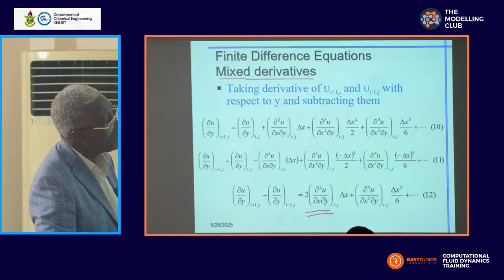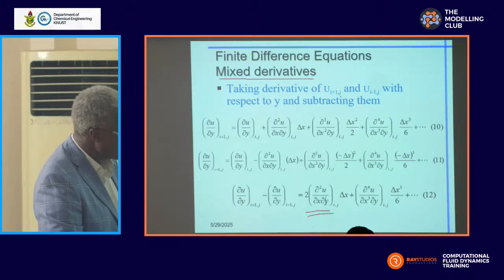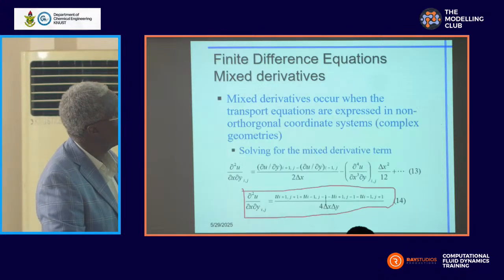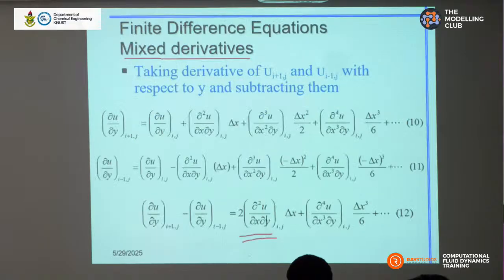If you subtract them, you will end up with these mixed derivative terms that now you can subtract. And going through the algebra, you see that you end up with this expression, okay? However, when we come here, let me just slow down and go back. So what are we doing? We are saying that we are solving for this, right?